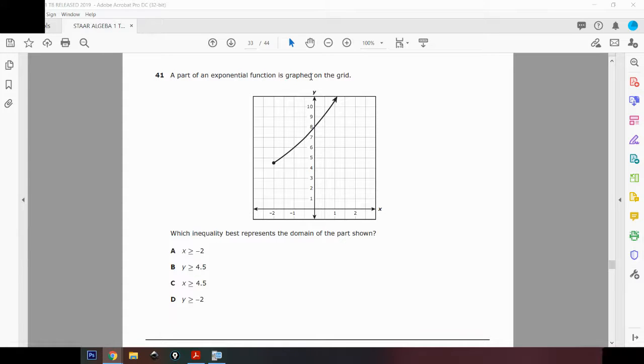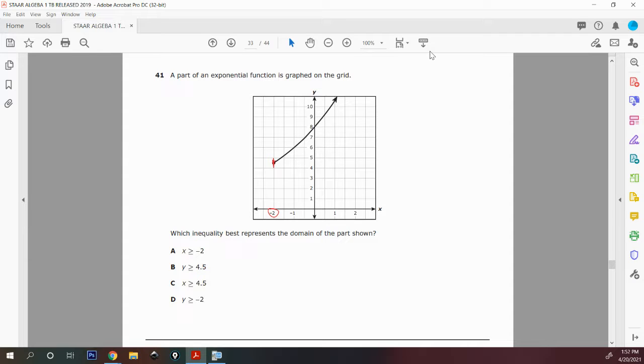41 says part of an exponential function is graphed on the grid, which inequality represents the domain. All right, so if I want domain, then I'm going to go over here and find the leftmost point. That's this right here, and that has a value of -2. I'm going to try to find the rightmost point, but there's not a right point. This arrow means it keeps going.